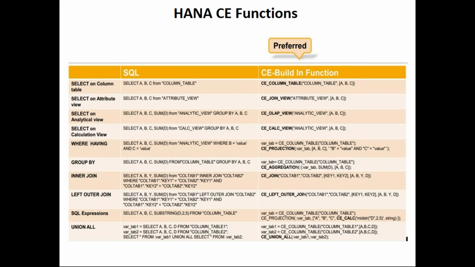Let me explain the difference. In a SELECT statement, you write select field A, field B, field C from table name. But in a CE function, you write CE column table, and in brackets the table name and field names. Are you clear? A select query is written as a statement. Here we write it like a function. It is like calling a function.